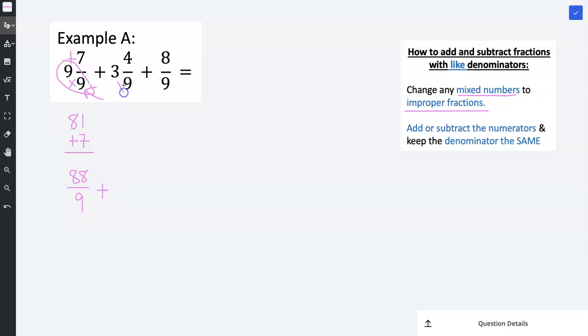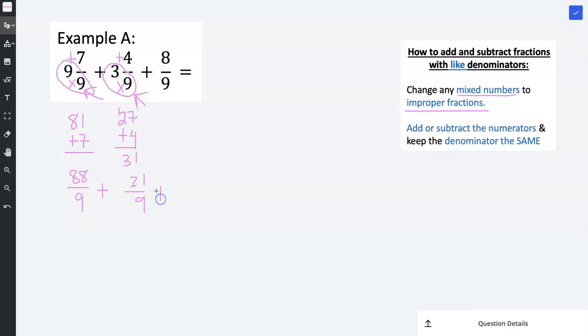Then from there, I multiply the whole number 3 by the denominator 9, and I get 27. And then I add the numerator 4. 7 plus 4 is 11, so I put a 1 here and carry the 1. 2 and 1 makes 3, so I get 31. And it's 31 ninths, because remember the denominator stays the same.